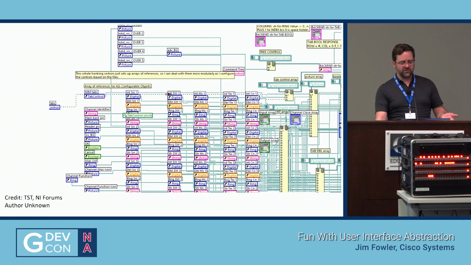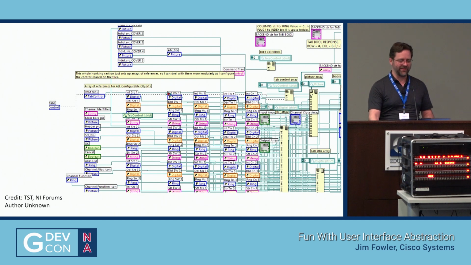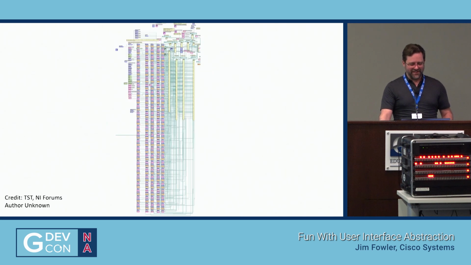And then you get into the worst case scenario, and the credit goes to TST. I don't know who they are in real life, but I solicited on the forums, asking, show me some really bad examples of control references. And there's a comment in here. It says, this whole honking section just sets up arrays of references so I can deal with them more modularly as I configure the controls. Okay. And that VI is about this long.